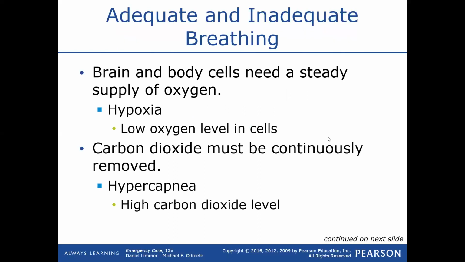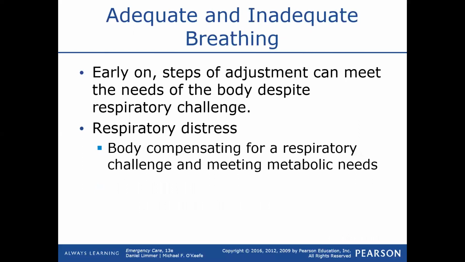Now, respiration itself. How do we determine what's adequate and inadequate as far as breathing goes? Are there signs and symptoms of that? Yes, there are, so we're going to have to be able to identify those. The brain and the body cells need a steady supply of oxygen. If they don't get it, they become hypoxic, or they have hypoxia, which means a low oxygen level in the cells. Carbon dioxide must be continuously removed. We don't want hypercapnia, which is high carbon dioxide levels.